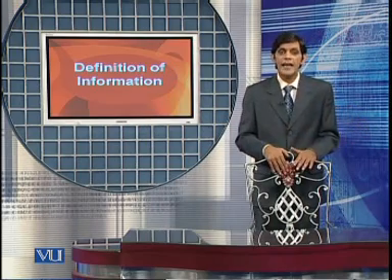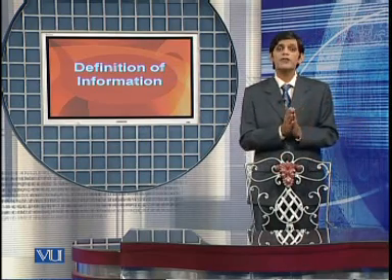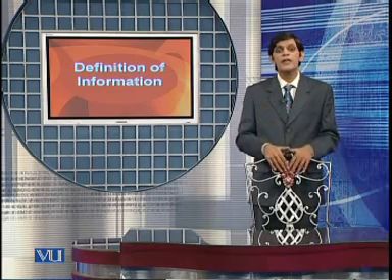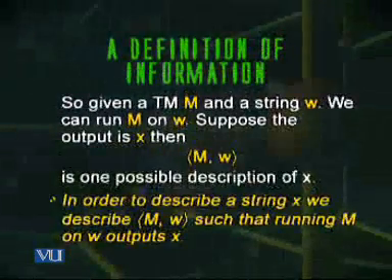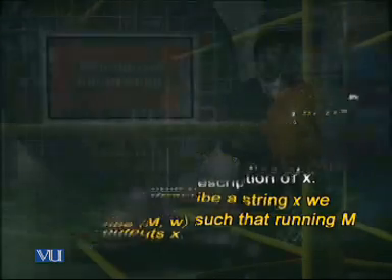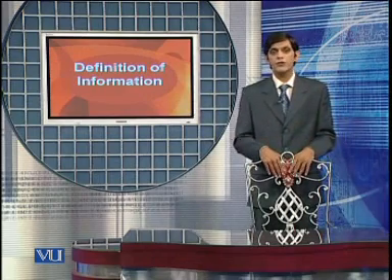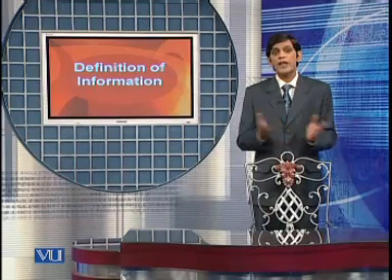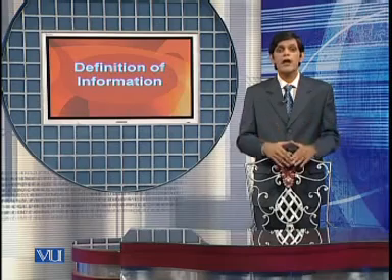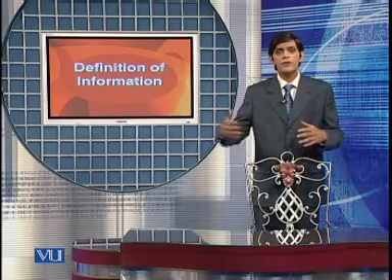So the description of X is a Turing machine M followed by some W, such that when you run M on W, the output is X. In order to describe the string X, we simply describe MW such that running M on W outputs X. Well, one question we can ask is, there can be several Turing machines which produce X on the empty string. There can be several Turing machines which produce X when you run them on zero, and so on and so forth.